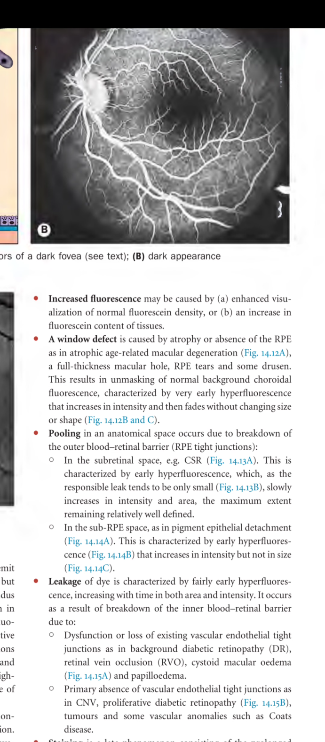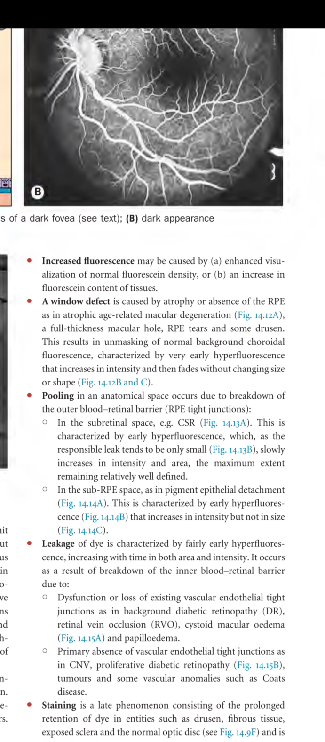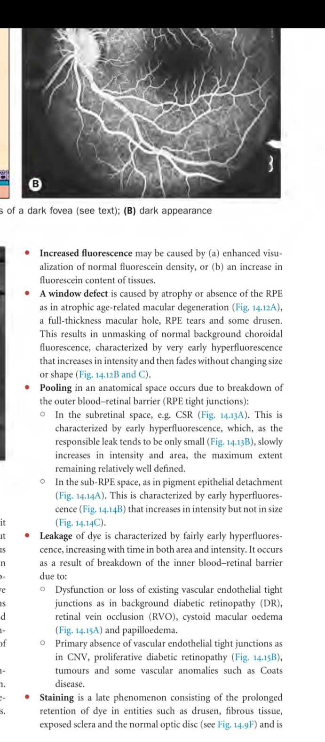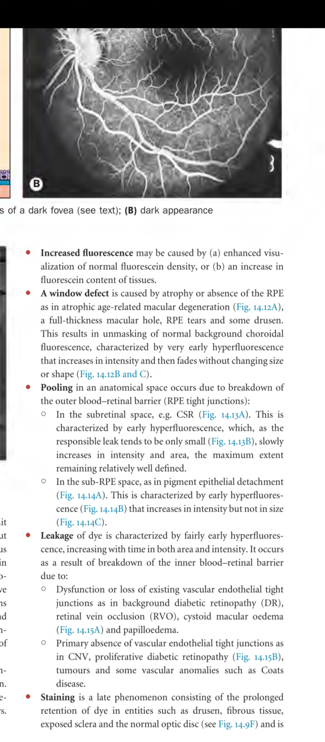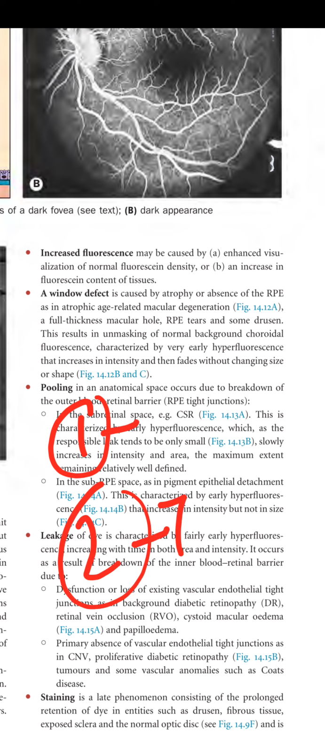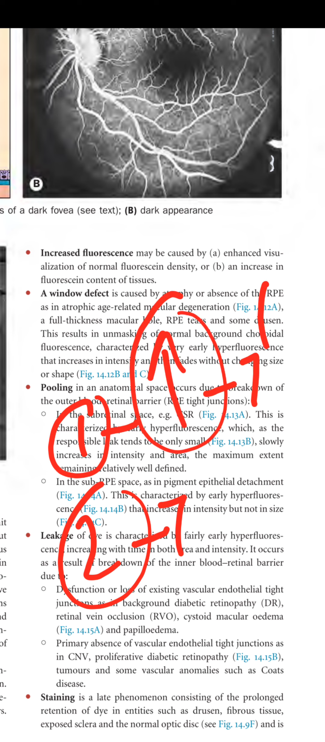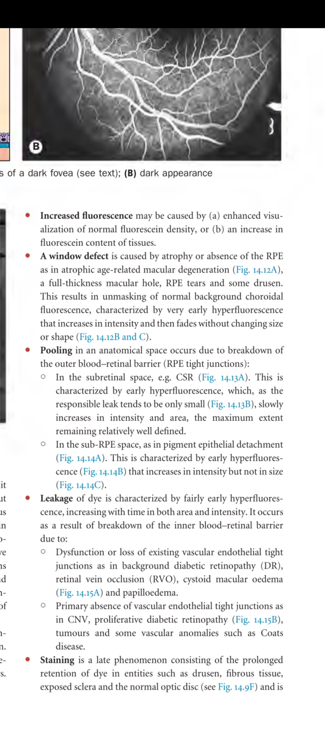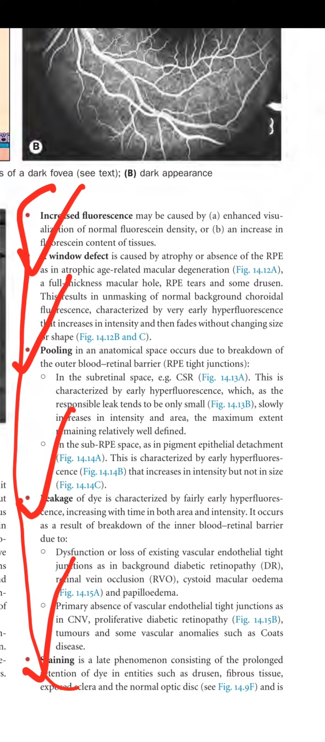Increased fluorescence may be caused by enhanced visualization of a normal fluorescent density or an increase in the fluorescent content of the tissue. So there are two causes of increased fluorescence. Number one is increased visualization of the fluorescence. Next is an increase in the fluorescence content of the tissue. Next, hyperfluorescence can be caused by window defect, pooling, leakage, and staining. These are all things which can cause hyperfluorescence on a fundus angiography.